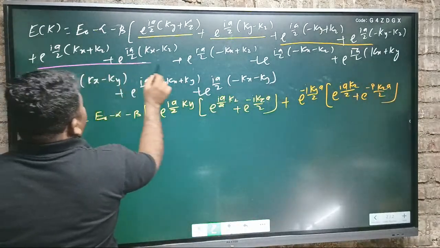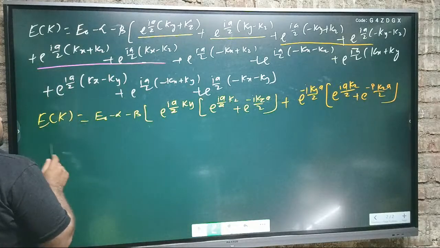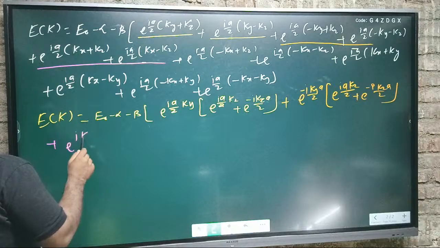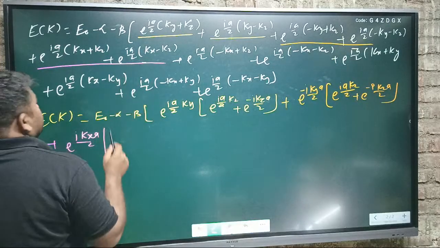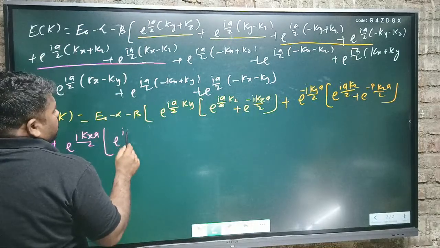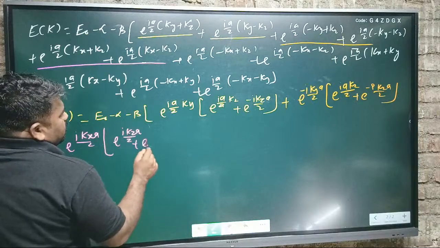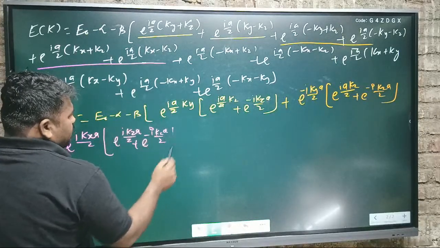From this equation, we can take common out e to the power I kx upon 2. What is the inside? E to the power I kz upon 2 plus e to the power minus I kz upon 2. Got it? Next.